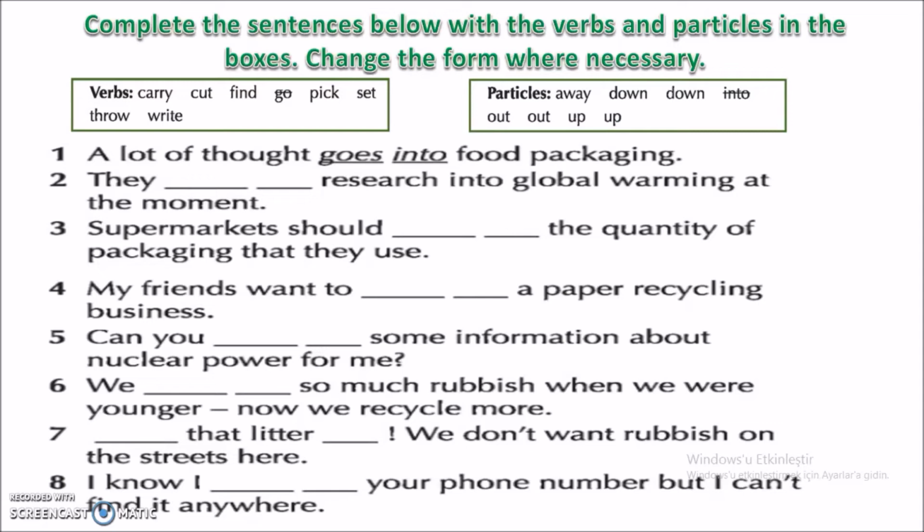Now we will go on with another exercise. In this exercise, you have two boxes. In the first box, you have the verbs. In the second box, you have the particles. You need to combine those verbs with the correct particles and then use those phrasal verbs in the sentences. You should pay attention to the forms because you may need to change the forms if necessary, okay? Now, pause the video and do the exercise. Then we will check the answers all together.